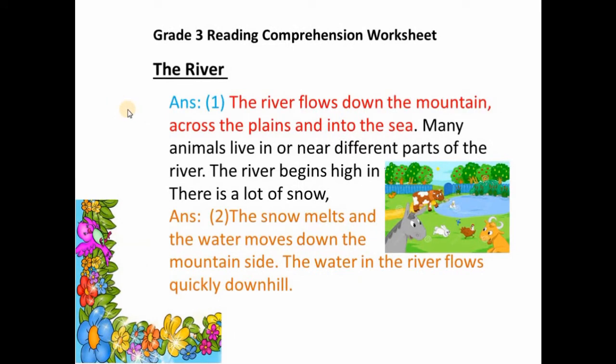Question number 1. Where does the river flow down? The river flows down the mountains, across the plains and into the sea. So this is the answer for question 1.